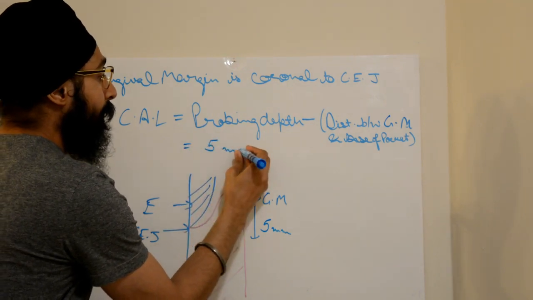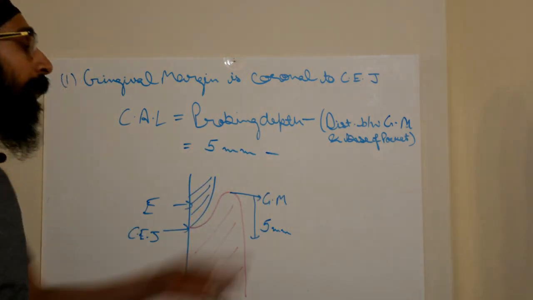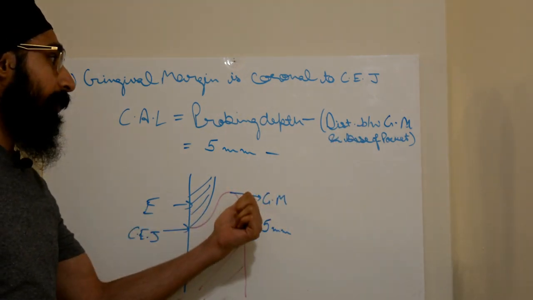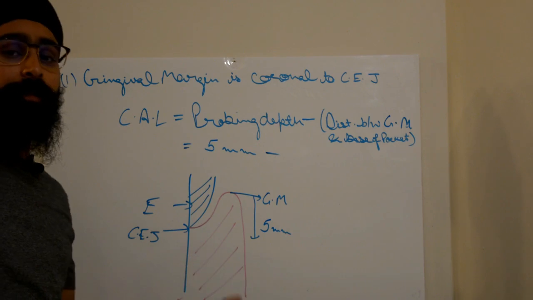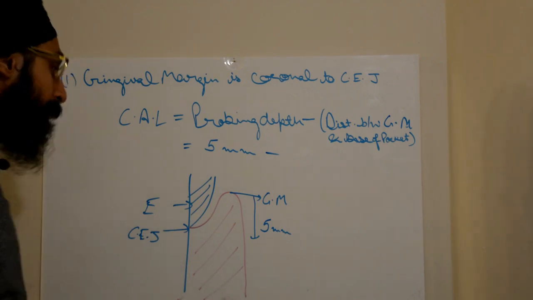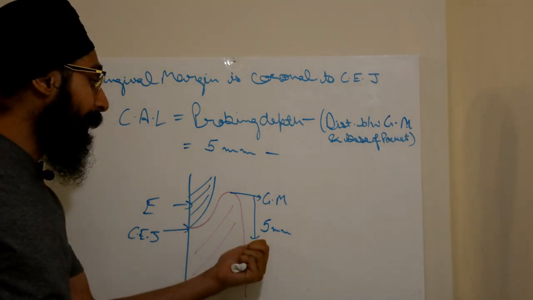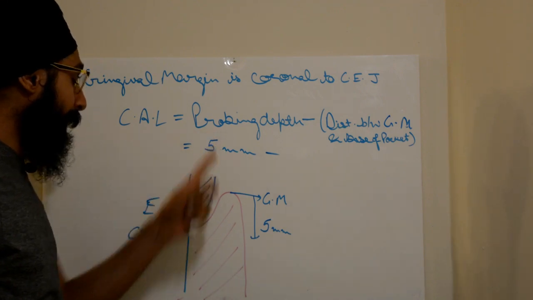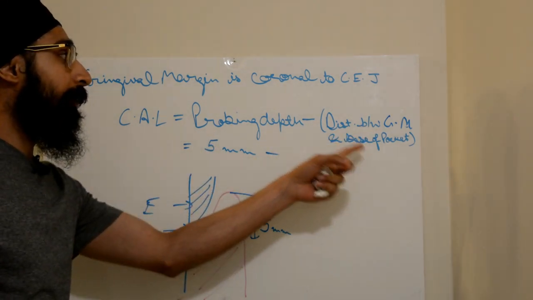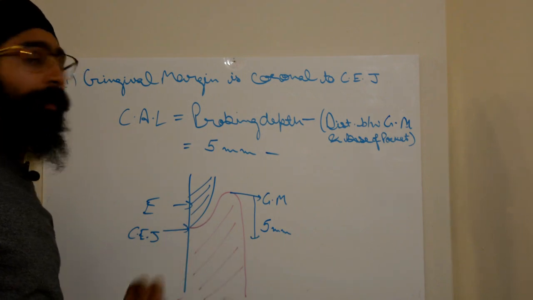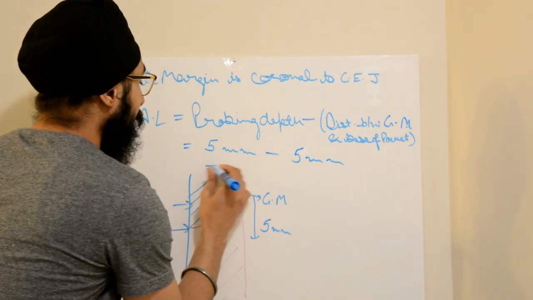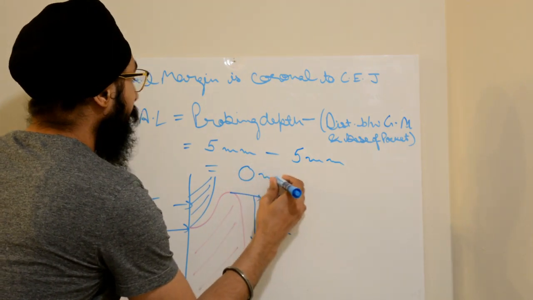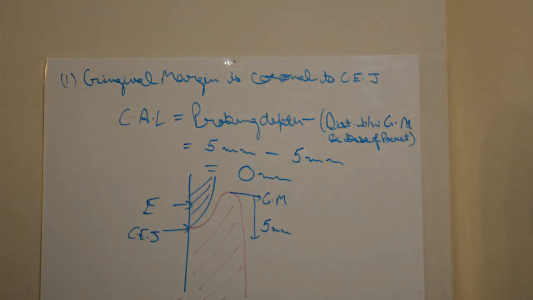5 millimeter minus the distance between the gingival margin and the base of the pocket, or the base of the gingival sulcus, whatever may be the situation. So friends, here the probing depth is the same as the distance between the gingival margin and the cemento-enamel junction. So in this case, there is 0 millimeter of clinical attachment loss.